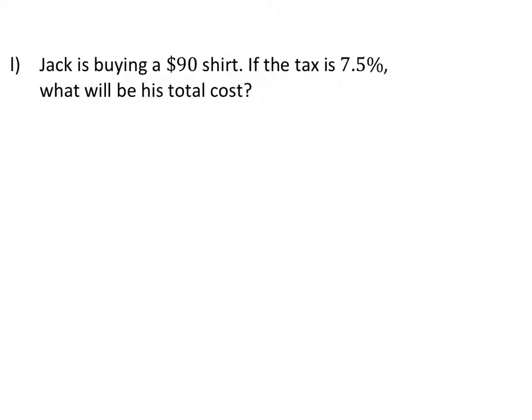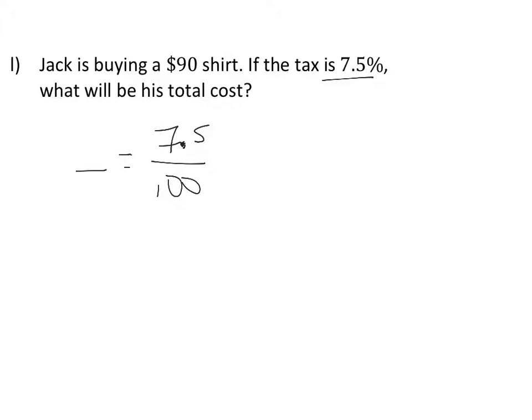Letter L, Jack is buying a $90 shirt. If the tax is 7.5%, what will be his total cost? Okay, so now we have to think about everything we've done so far on this lesson. So Jack is buying a shirt that's $90. So everything we're working with now is proportions, especially when we have the percent. So here is the percent, so 7.5%. And again, that's always out of 100. Okay, so now we're halfway done.